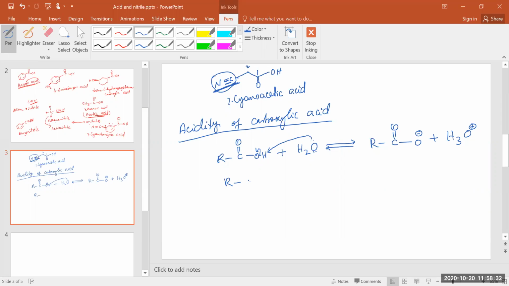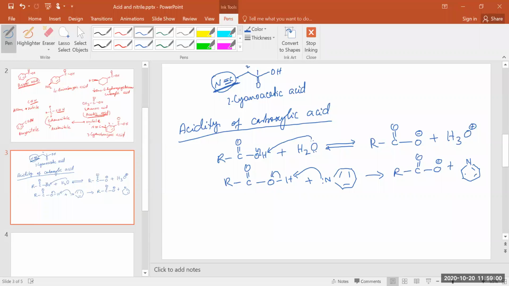You can take any other base, like this pyridine. So what will be the reaction? This will react like this, and you will get RCOO minus, and it will be a pyridinium carboxylate.